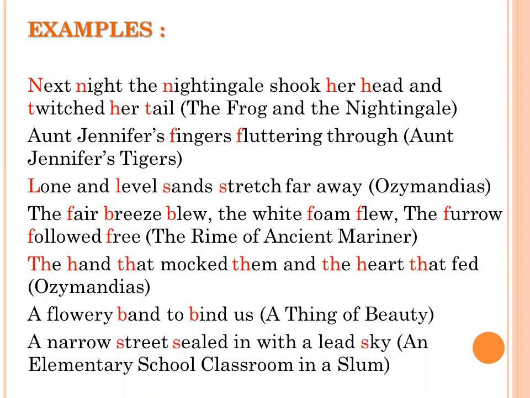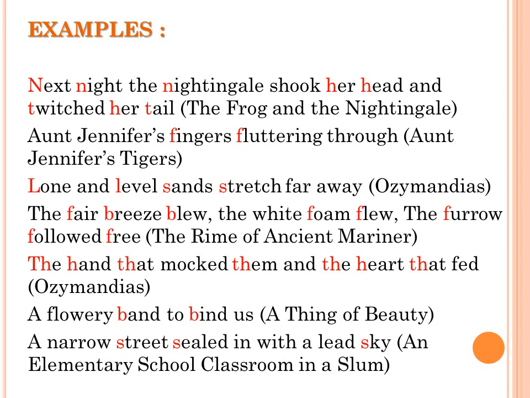Let's see the examples. Next night, the nightingale shook her head and twitched her tail. We can see the sounds of letters N, H, and T are repeated. And this repetition makes the line musical and beautiful. Aunt Jennifer's fingers fluttering through. Sound of letter F is repeated. Lone and level sands stretch far away. Repetition of letters L and S is done in this line.